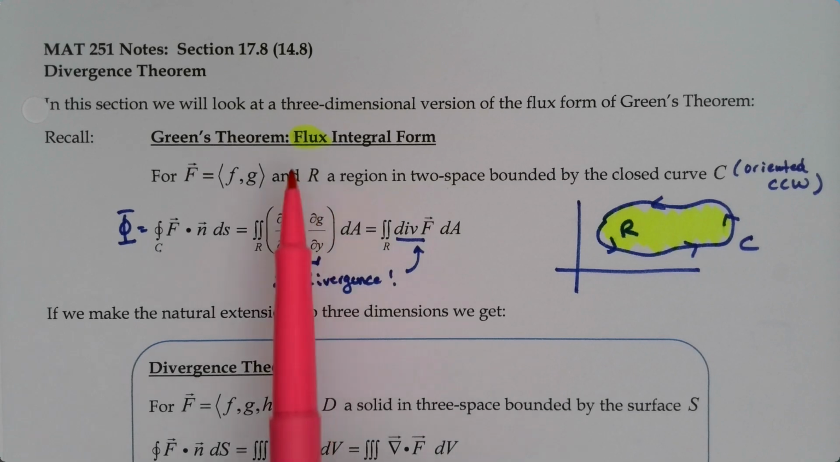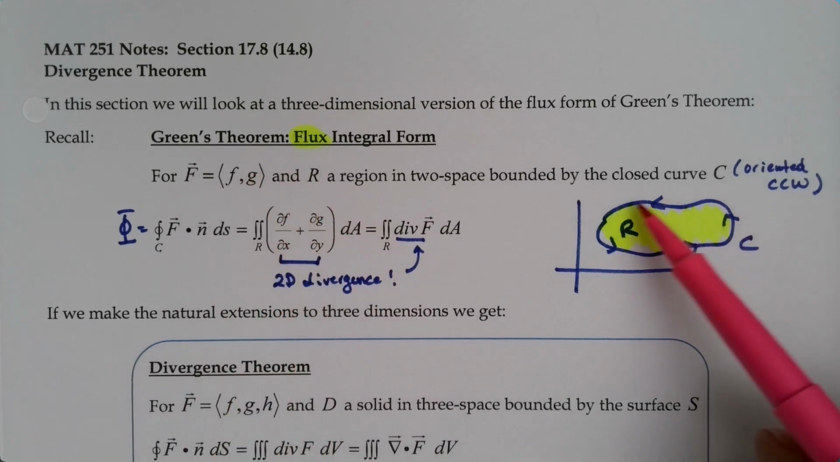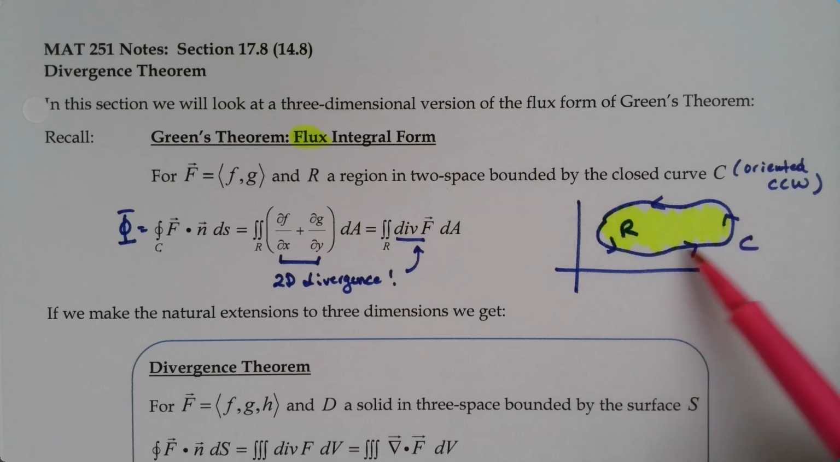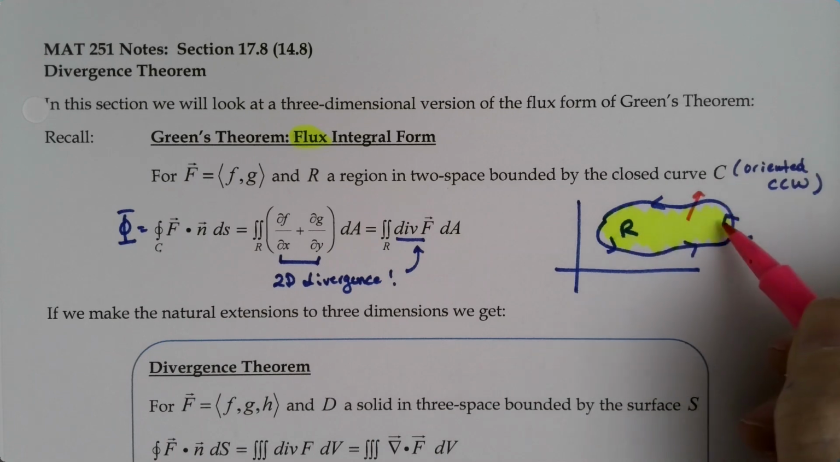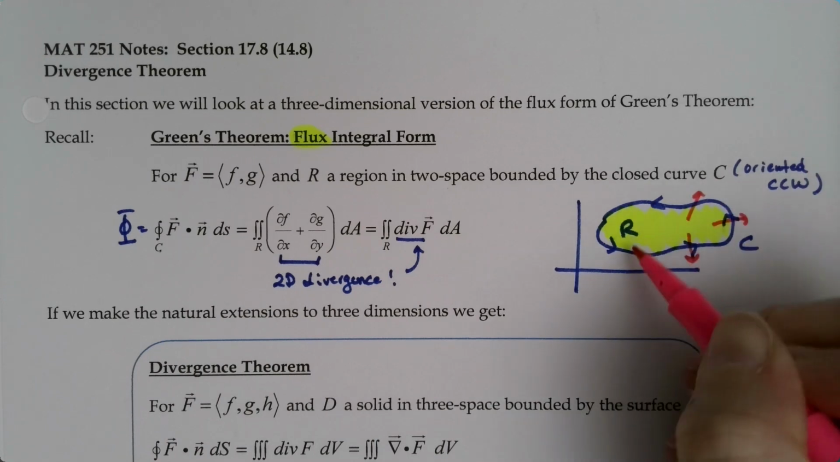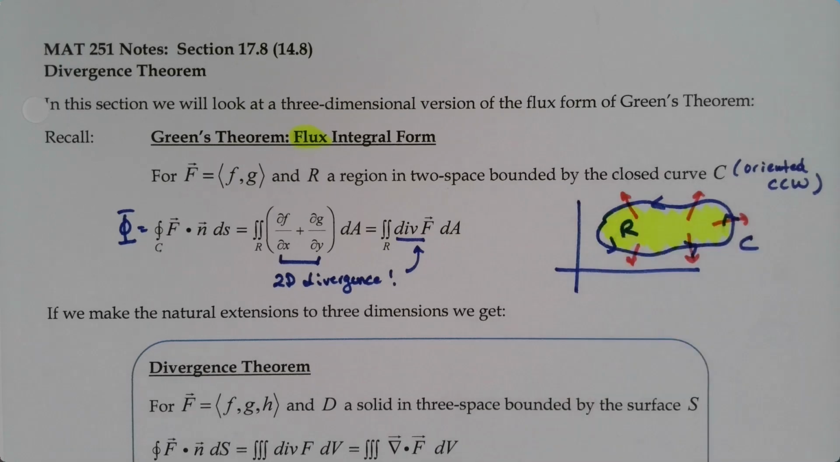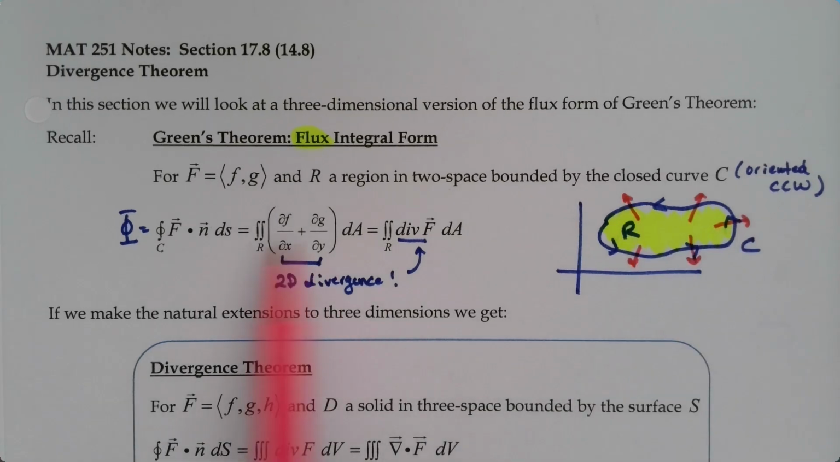Now Green's theorem is two-dimensional. So you have some enclosed circuit, some closed curve, and you want to find the flux. You want to find how much the vector field is pushing outward across that curve. Then Green's theorem will find that for you.